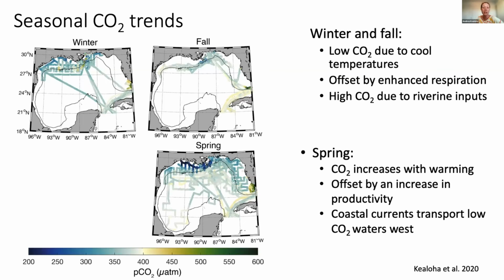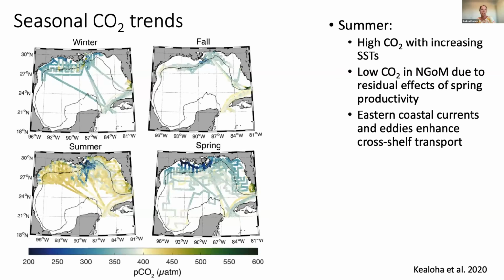In the spring, CO2 increases with warming, but this is offset by an increase in productivity, so that the net effect is lower CO2 relative to atmospheric CO2 across the region. You'll also see near the coast this highly productive area that's driven by the Mississippi and Atchafalaya rivers. We also have a western coastal flowing current from the winter to spring, so that current transports the low CO2 waters near the river mouths westwards toward Texas.